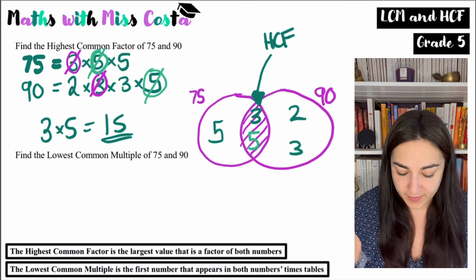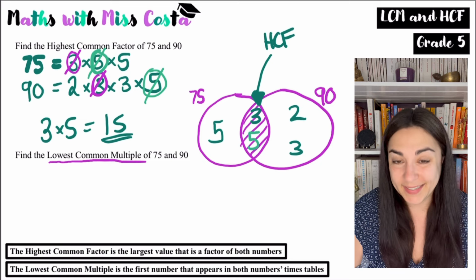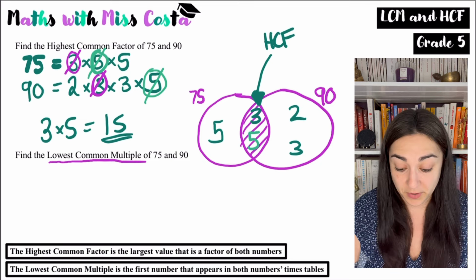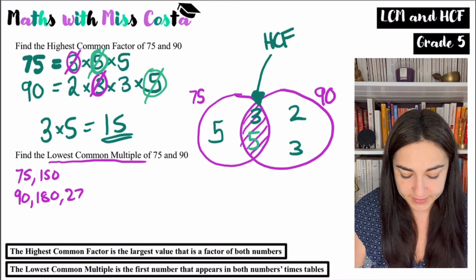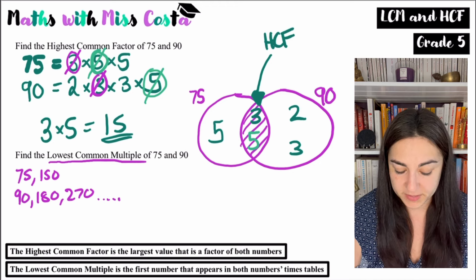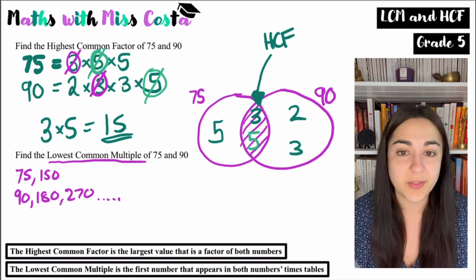Now, to find the lowest common multiple, if this is a calculator paper and you don't like doing the Venn diagram, you could just do the times tables of the numbers and find the first number that is common to both. That's absolutely fine. Remember, a multiple is a number that the number multiplies into, so it's always going to be the number or larger. People always get confused between factor and multiple. Factor is always going to be smaller, multiple is going to be larger, and it's literally just the numbers times tables.